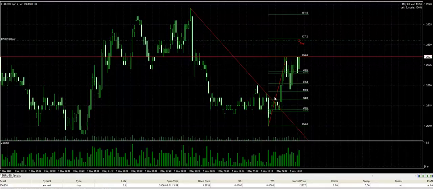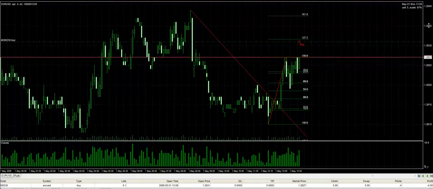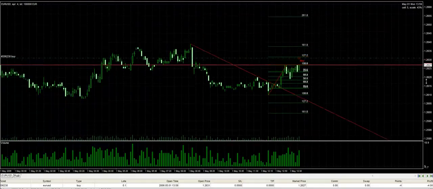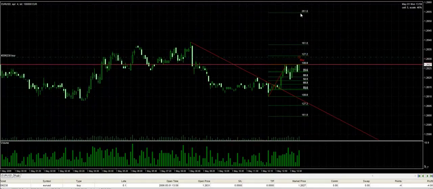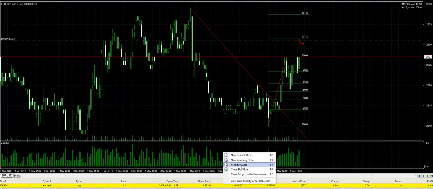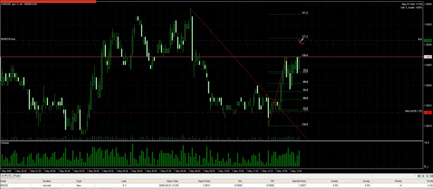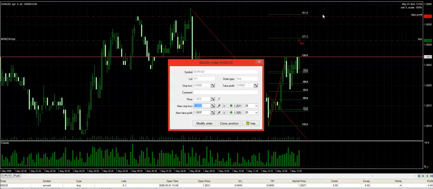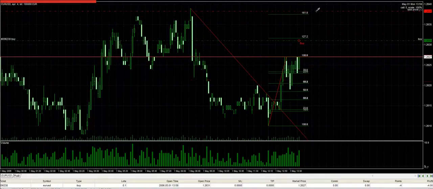And we know that wave 3 has to be the longest wave. So we cannot use this. I have to use a larger wave, probably 261.8. Well, let's take profit. That's my TP1.